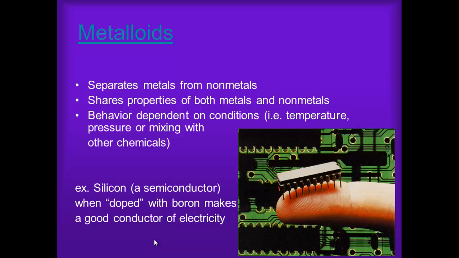When you have just pure silicon, it isn't such a great conductor of electricity. Silicon is considered a semiconductor, and when it's doped with boron, it makes a very good conductor of electricity. And by doping, it just means that you're introducing another element, basically introducing impurities into the pure element, and it changes the properties of the element when you do that.